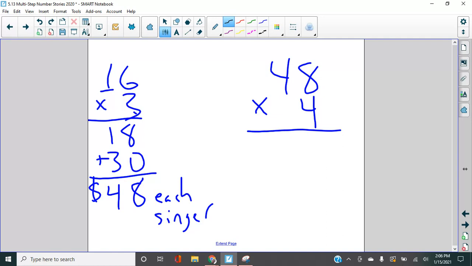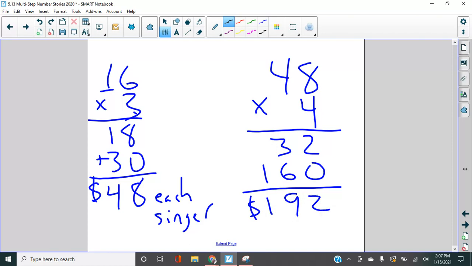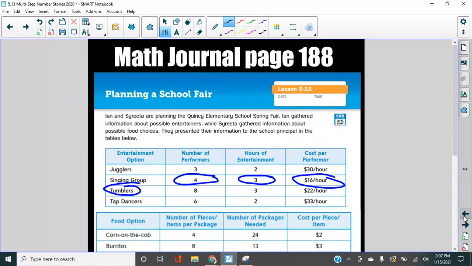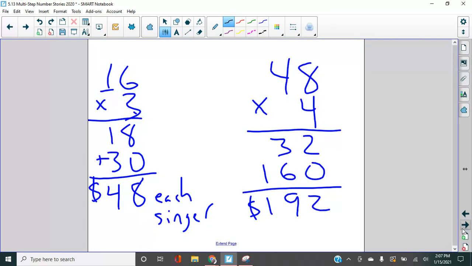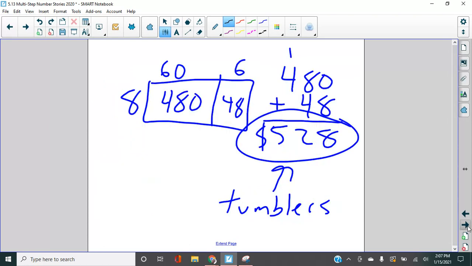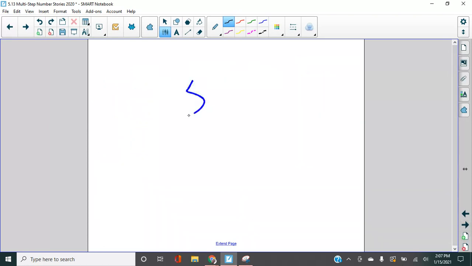And did you say you could have done the rectangle method? That's fine. I'm going to do partial products again. I got $192. So we now know that the tumblers are going to make more than the singers, right? And so how much more was the question? Okay, so the singers make 192. The tumblers make 528. So what are we going to do to find the difference in these two numbers?